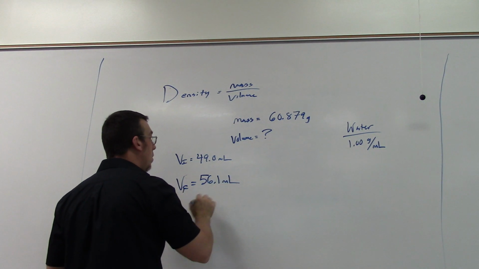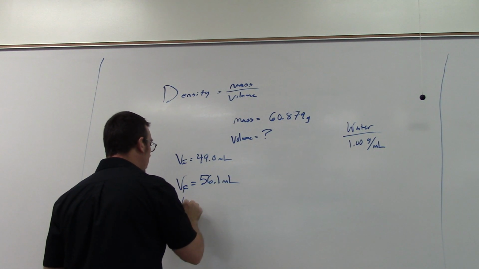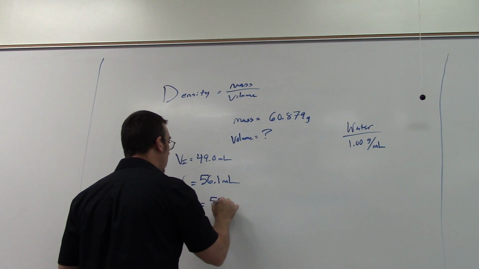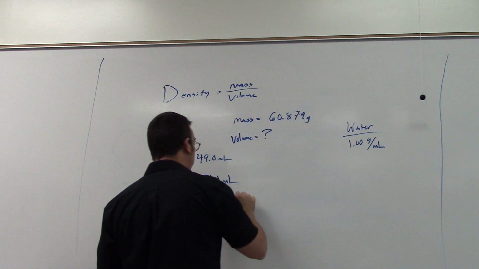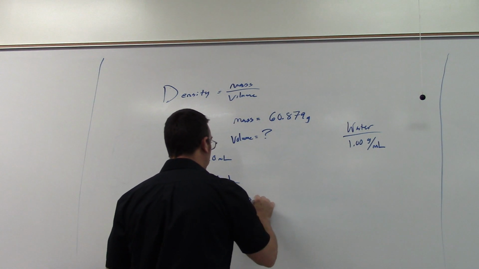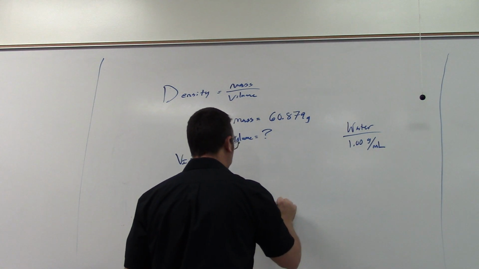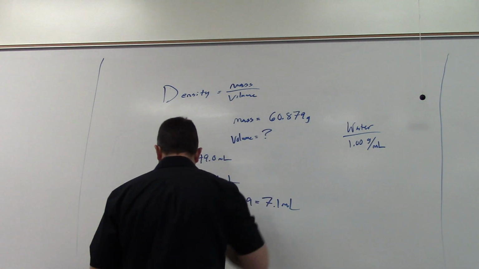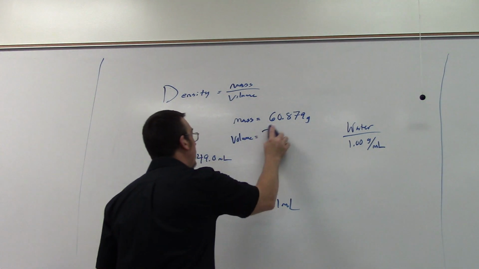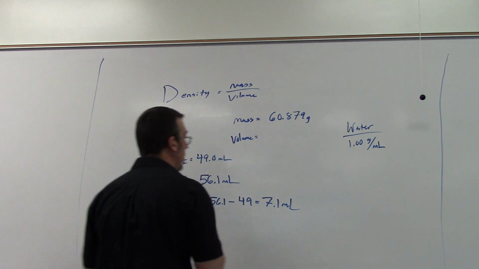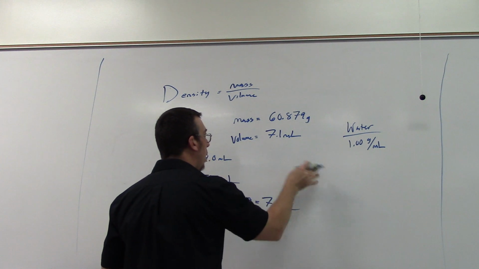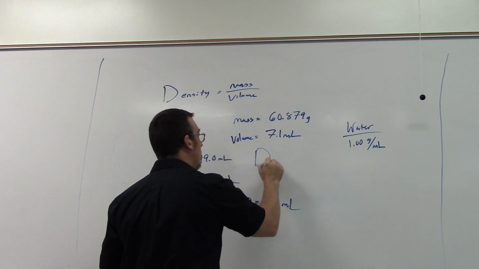So I want to figure out the volume of the solid. I'm going to take the 56.1 and subtract 49 from it, and that's going to give me 7.1 milliliters for the object. Okay, so now we know the volume of that metal object. It's 7.1 milliliters.